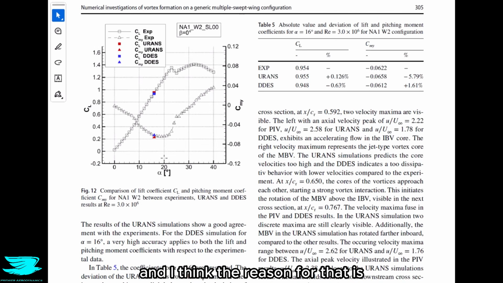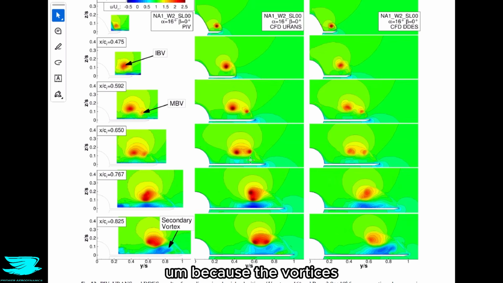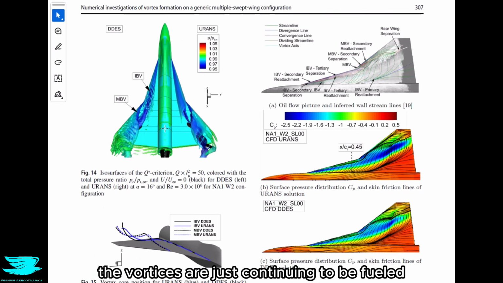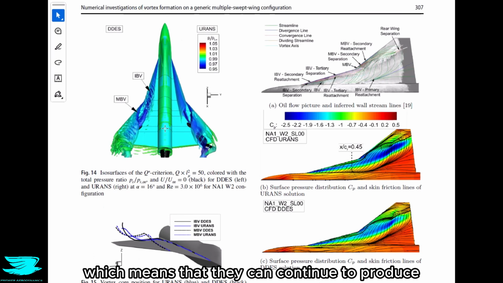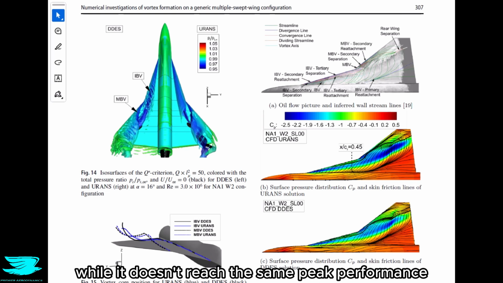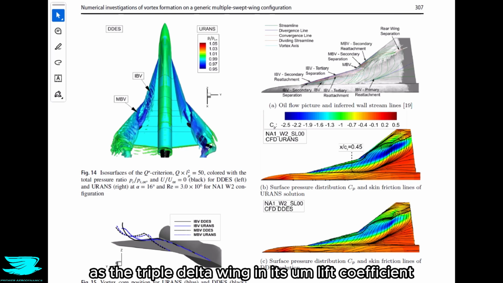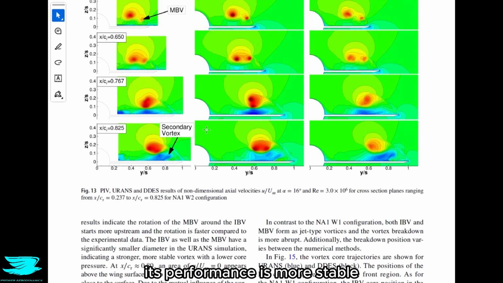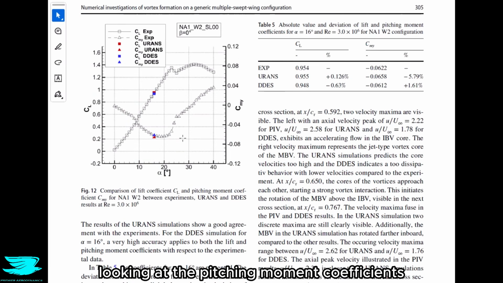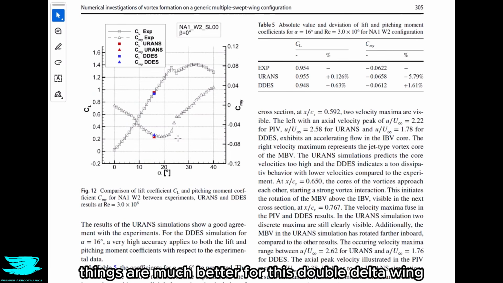And I think the reason for that is the vortex formations we saw in figure 14, because the vortices are constantly being fed by the leading edges, even if there is a little bit of stall, the vortices are just continuing to be fueled, which means that they can continue to produce vortex lift. So it seems like this double delta wing configuration, while it doesn't reach the same peak performance as the triple delta wing in its lift coefficient, its performance is more stable. And speaking of stable, looking at the pitching moment coefficients, things are much better for this double delta wing.